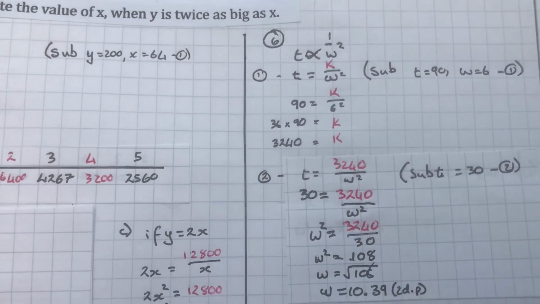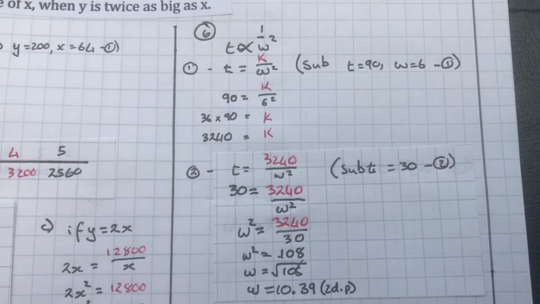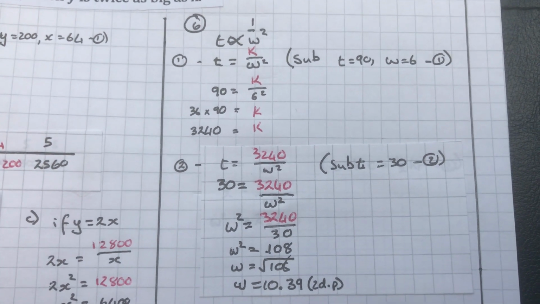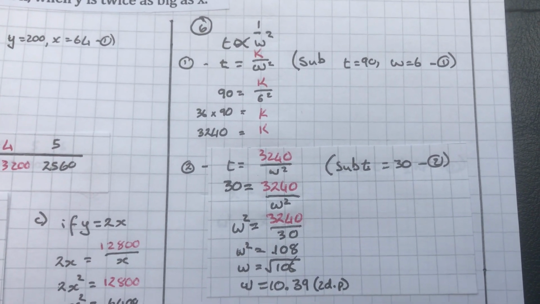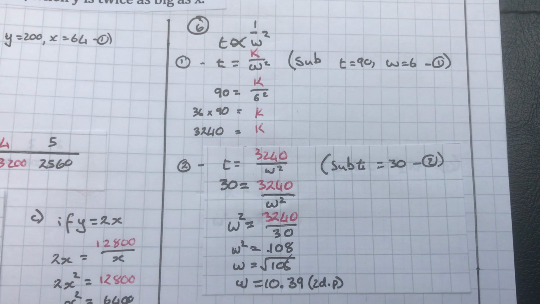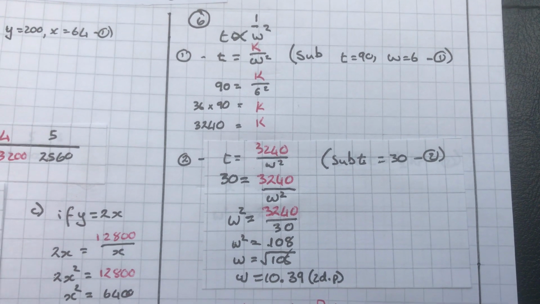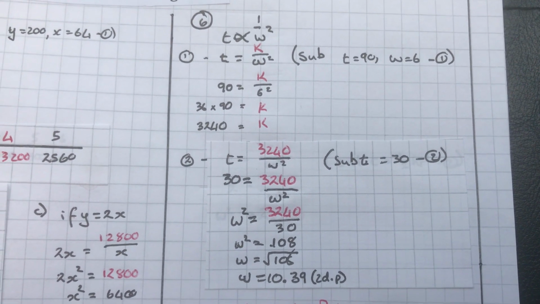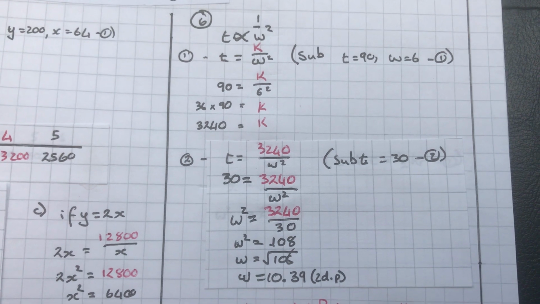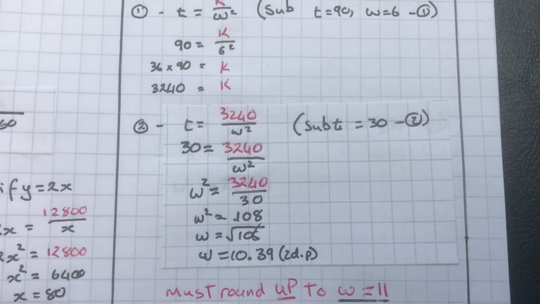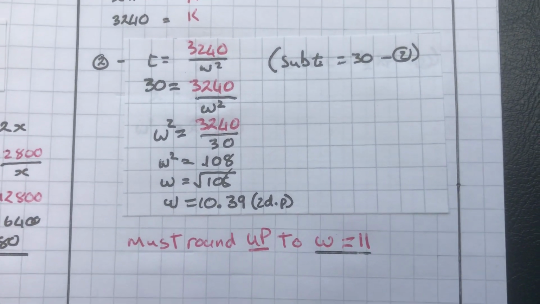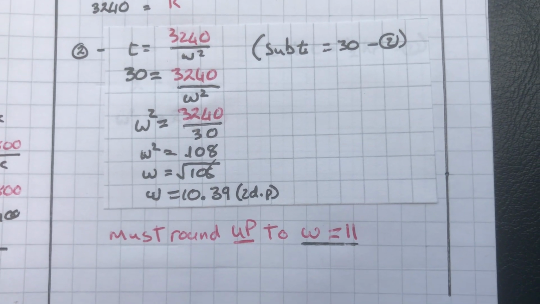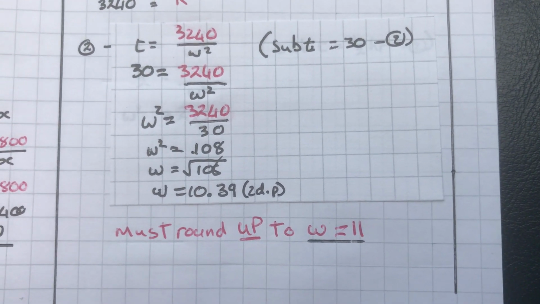So T is proportional to 1 over W squared. If T is equal to k over W squared, I substitute in T is 90 and W is 6 to find that my constant is 3240. Substitute that into the equation and I get T is equal to 3240 over W squared.